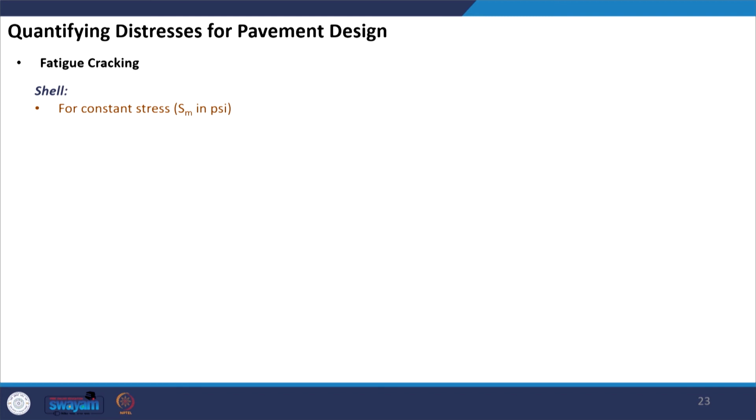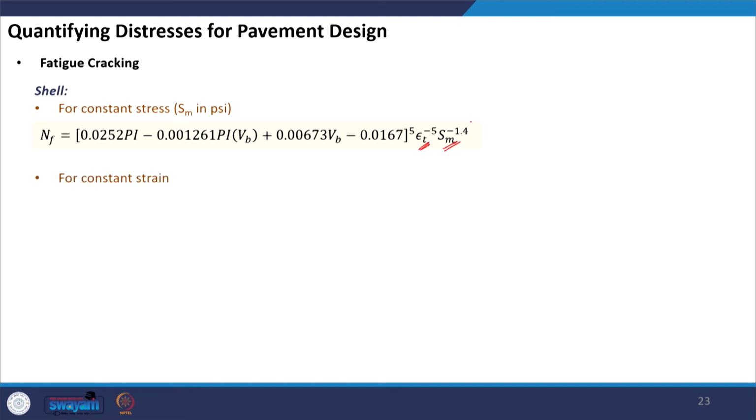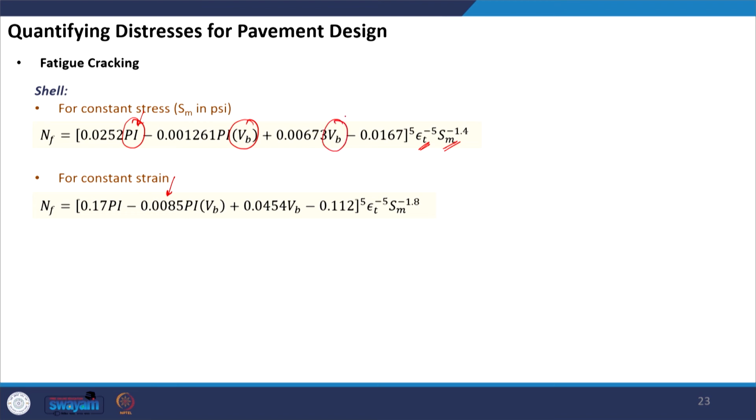For example, if you look at the Shell method, for constant stress they have given this particular equation, which is the relationship between NF and epsilon T and the stiffness modulus. For constant strain, this is the equation, alright. Here you see they also have volumetric parameters in the equation, Pi, Vb, Vb, okay. So, this is for constant strain, the second equation, alright. So, NF is a function of epsilon T, stiffness modulus, and also the volumetric parameters.